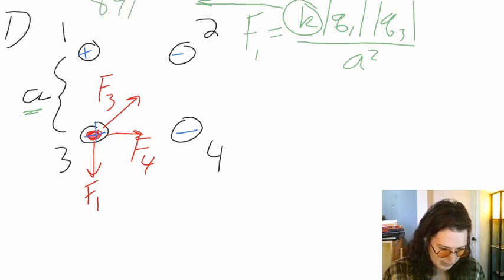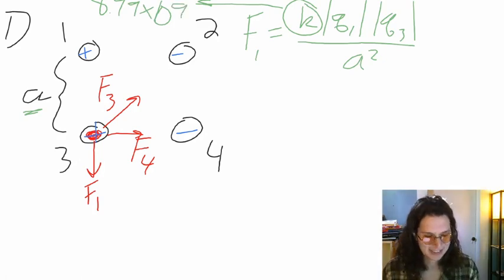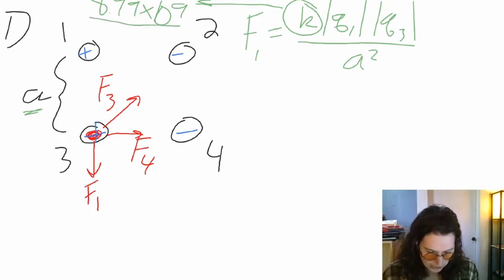8.99. Come on, let me have a 9. Every time I get too close to the margins, it freaks out. Okay. Times 10 to the 9th. Great. It's a little wonky there, but okay. Just for your notes.